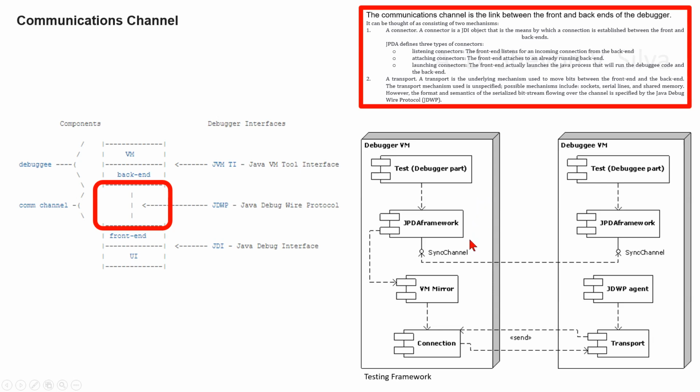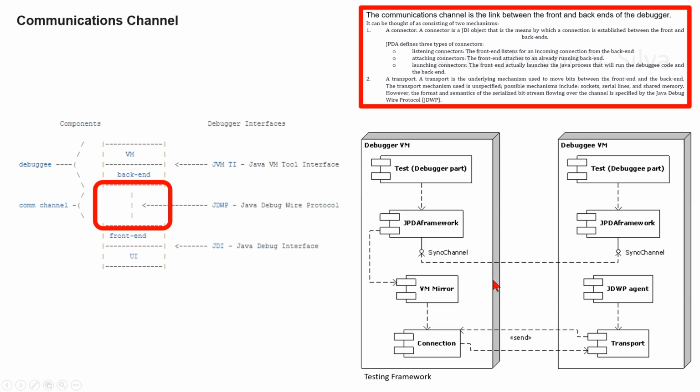Two, the JPDA framework starts the target JVM according to the specified configuration and establishes a JDWP connection using a default or specified transport. Three, a synchronization channel is established between the debugger and the Debuggee virtual machine if required.